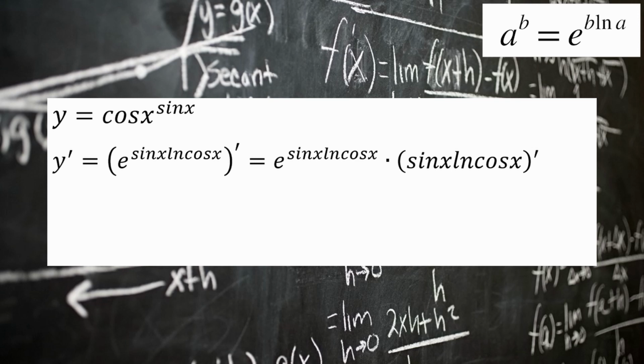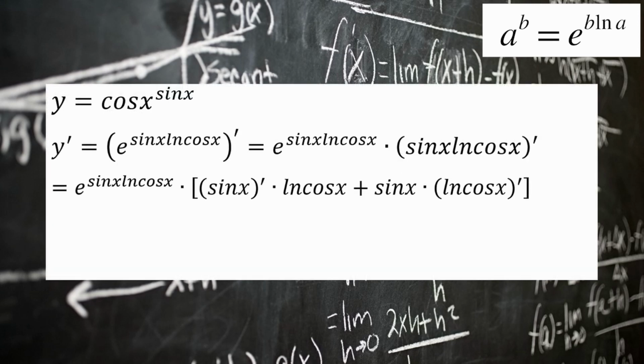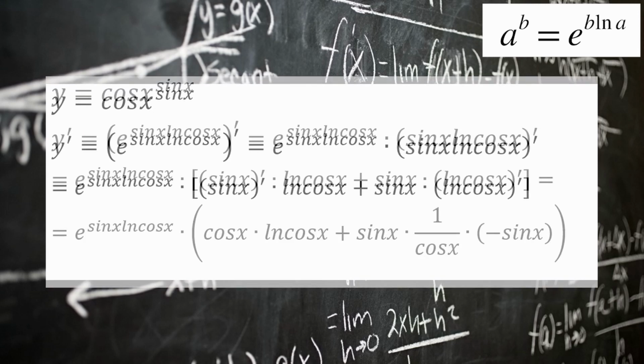Then we rewrite our e function and calculate the derivative of sine x ln cosine x. Here we have to distinguish two functions, where the first one is sine x and the other one is ln cosine x. And then we can apply the product rule. To sum up, the answer looks like that.